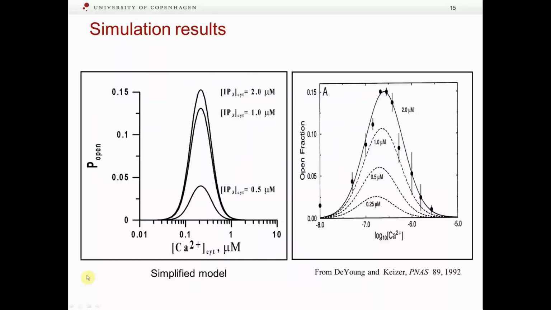through the SERCA channel. And this curve then shows the open probability in the simplified model at different levels of cytoplasmic calcium concentration and at different levels of cytoplasmic IP3 concentration. And here the constants were chosen so as to mimic the de Jong-Kaiser model as much as possible. But this model is much less heavy to simulate.